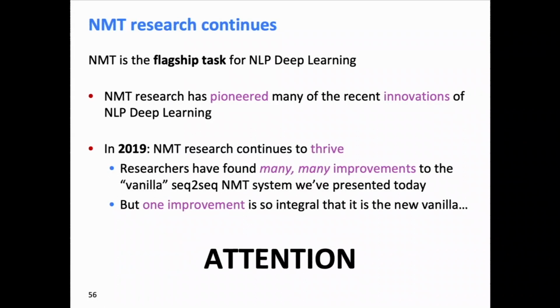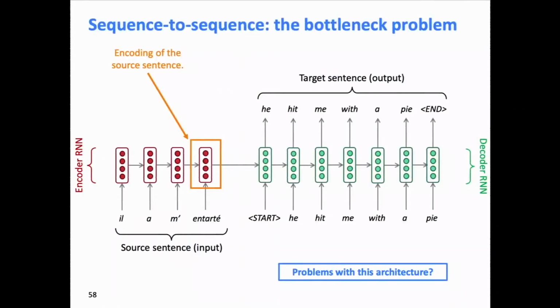OK, so section 3 is on attention. What is attention? First, I'm going to motivate why we need this thing called attention. So let's look at this diagram that we saw before of sequence to sequence. Remember when we assumed that this encoding of the source sentence, the one in the orange box, is going to represent the whole sentence. Can anyone volunteer a problem you can see with this architecture? In particular, perhaps a problem with this idea that that single vector is the encoding of the source sentence.